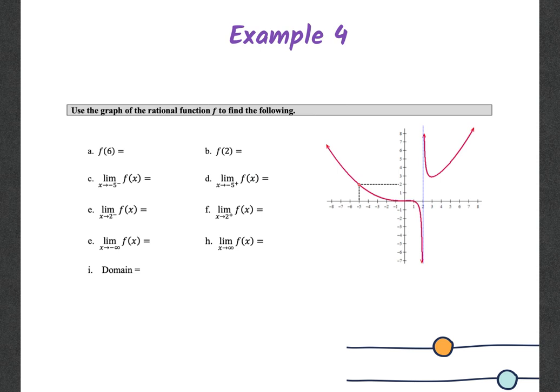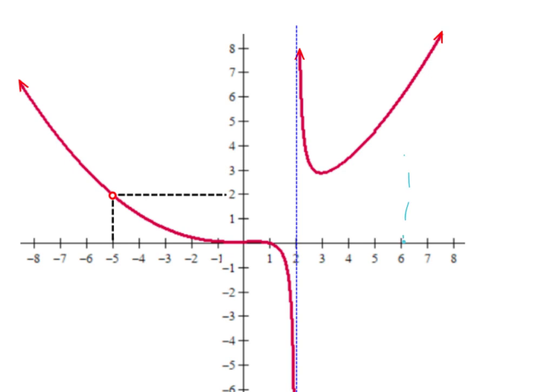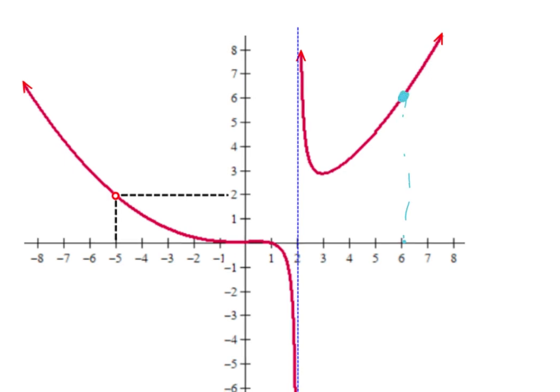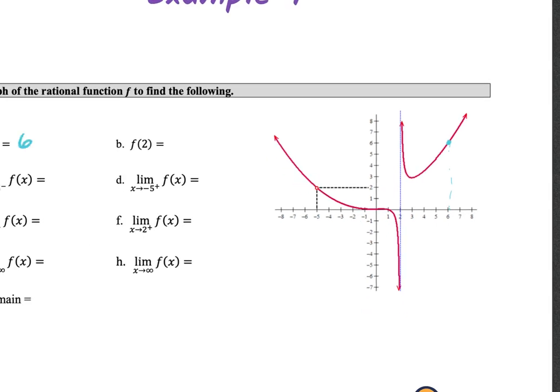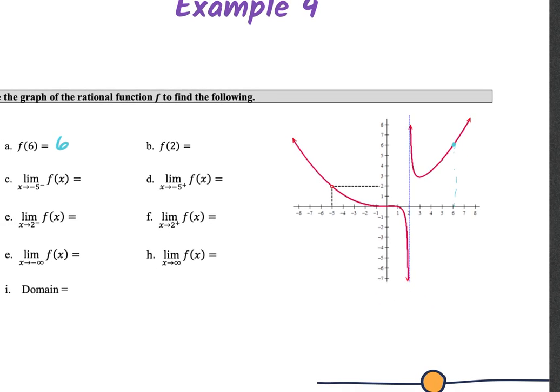All right, example 4. This says use the graph of the rational function to find the following. So we go back to function notation. F of 6, what does that mean? Good. Go to my graph where x is 6, which appears to be 6. We'll say it's 6, it's close enough. Then I'm going to go to B. F of 2 is undefined. Good.